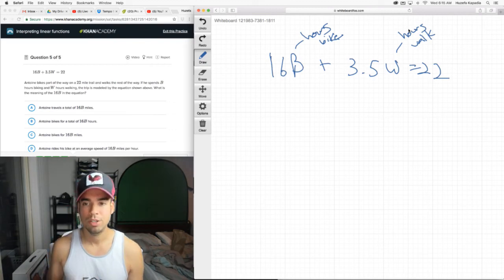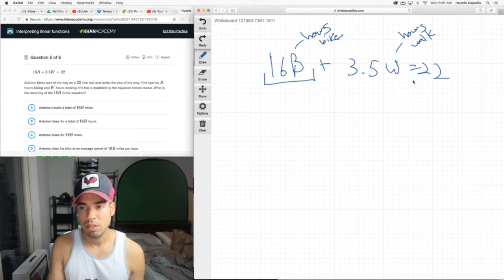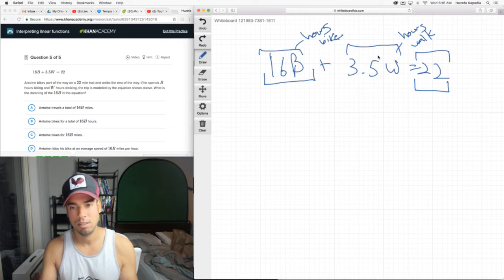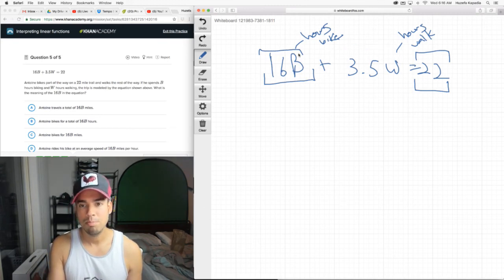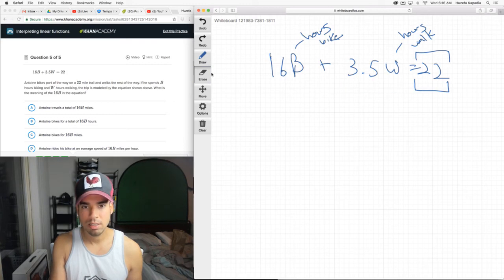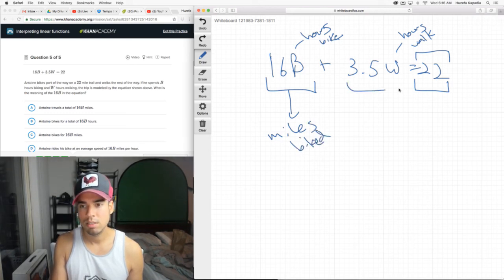All right, now this gets a little trickier, right? We need to think about what's happening. So remember, this whole thing is equaling distance. If that's the case, then this side is also going to be some value of distance. If we just look at the B value, it's hours. Just look at the W value, it's hours. Now they don't tell us what this 16 means, but we know that these two quantities have to be some form of measurement. And what makes sense is that this whole quantity right here is in miles, right? Miles biked. And this is the miles walked.